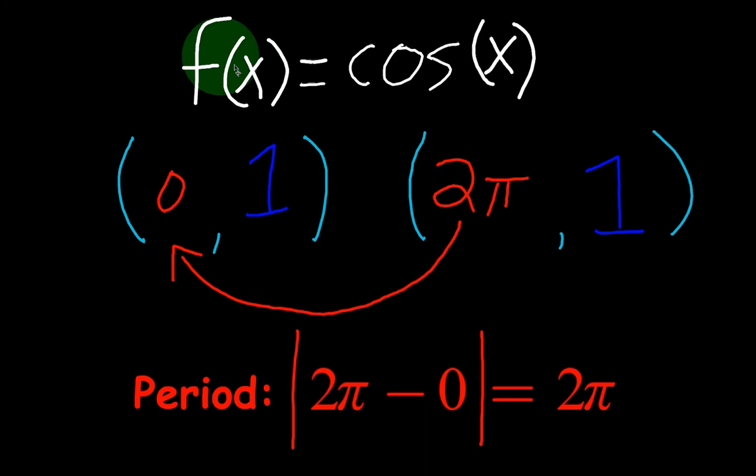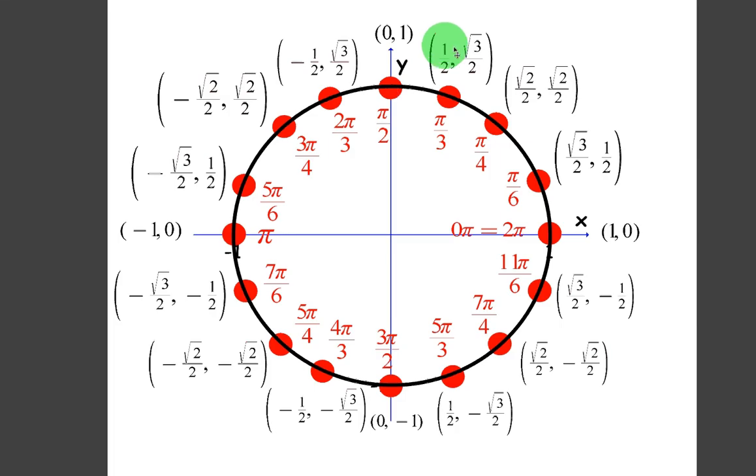So for now, the original cosine period is the distance between 2 pi and 0, which is the absolute value of 2 pi minus 0, which is 2 pi. In this case, the y values are 1 instead of 0, but again, it doesn't have to be the y value of 0. It just has to be where the graph repeats itself, where the y values equal each other, meaning the cosine value. And that leads us to go back to the unit circle.